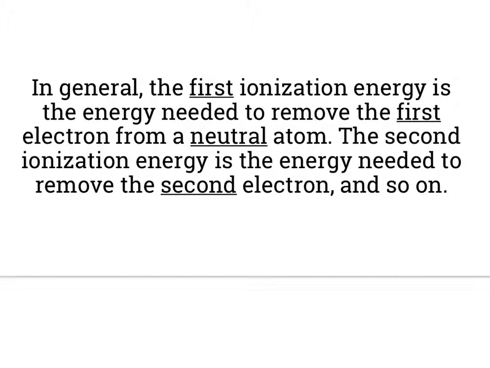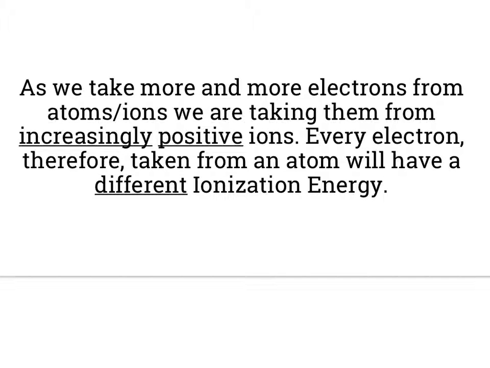In general, the first ionization energy is the energy required to remove the first electron from a neutral atom. The second ionization energy is the energy needed to remove the second electron, and the third is the third, and the fourth is the fourth, etc. You see the pattern. As we take more and more electrons from atoms or ions, we are taking them from increasingly positive ions. Now, every electron taken from an atom will have a different ionization energy.